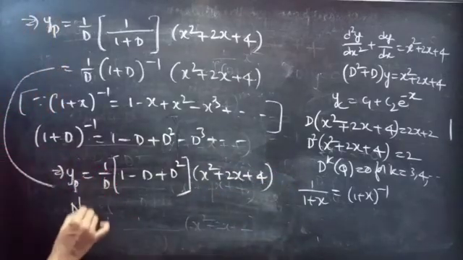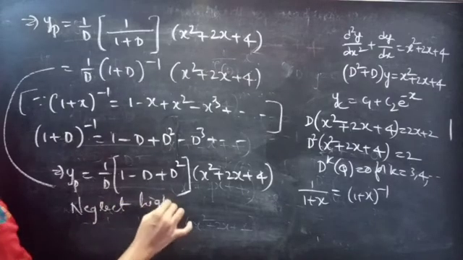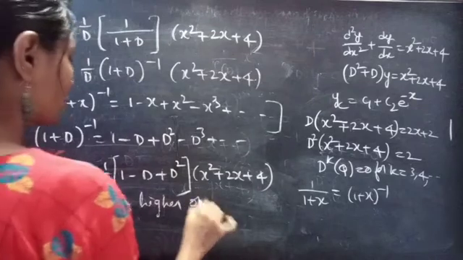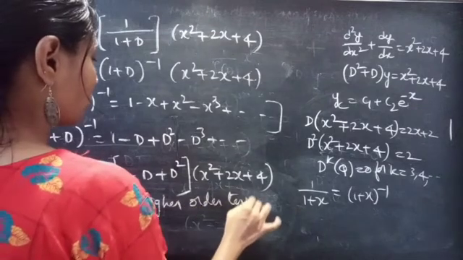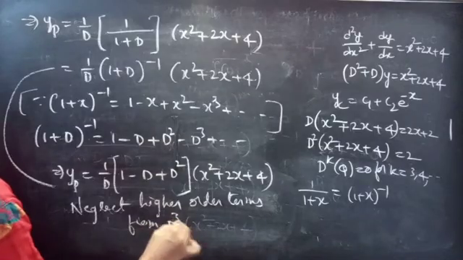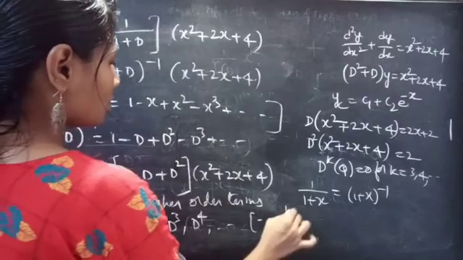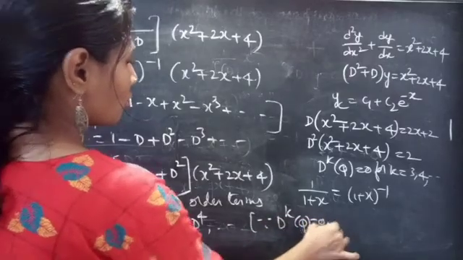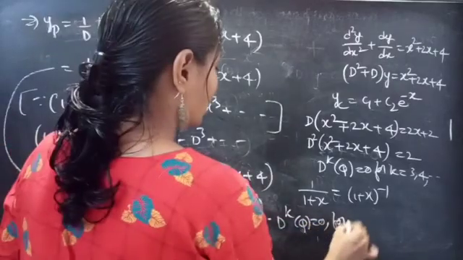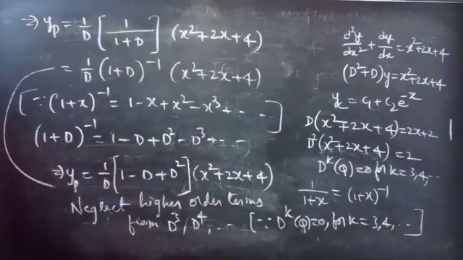Okay, neglect higher order terms from d cube, d power 4, and so on, right? Since d power k of q is 0 for k equals 3, 4 and so on, right? This is the reason why we are neglecting higher terms from d cube.